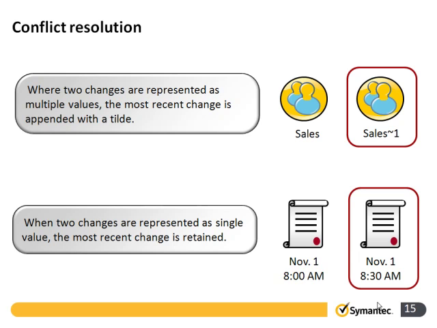There's a chance there could be some conflict when replication occurs. Maybe the Paris administrator creates a sales group at the same time as the London administrator does. And when replication occurs overnight, it could be that you'll then end up with two sales groups. And this is what could happen. You get a sales and the sales with the tilde 1, indicating there's a second one. When the two changes are represented as a single value, the most recent change is the one that's retained.